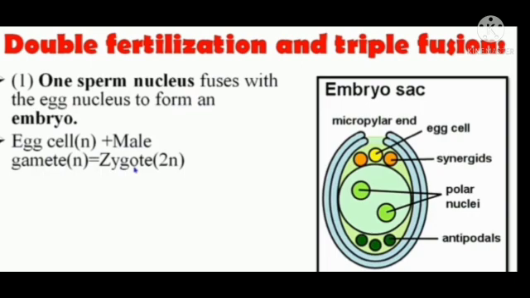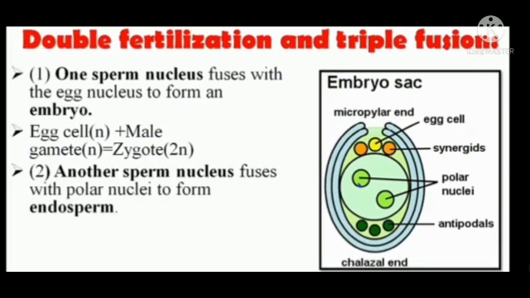That means the egg cell, which contains one set of chromosomes, that is n, fuses with the male gamete, which also contains one set of chromosomes. So the zygote is a diploid cell, that is, it contains 2n number of chromosomes.